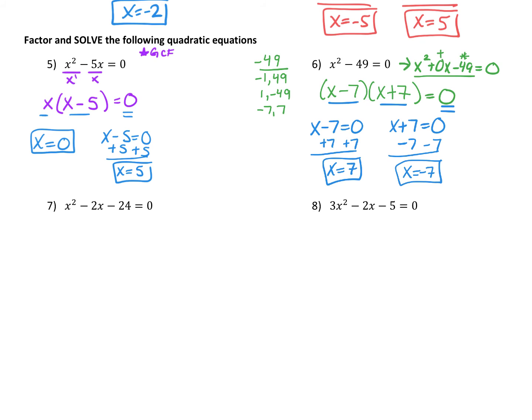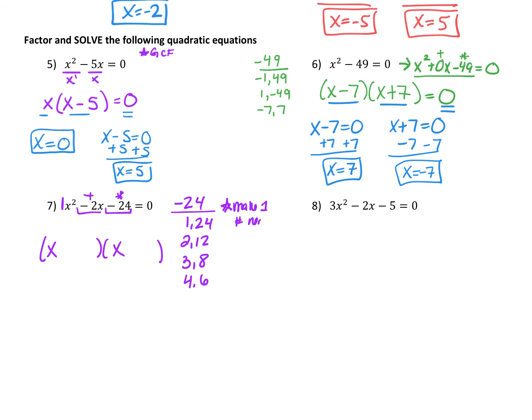All right, in number 7, I want to think about two numbers that multiply to negative 24 but add to negative 2. And I know this because my a value is 1, so I know that x squared is just going to be x times x. So things that multiply to negative 24. Well, 24 has a lot of factors, so I'm just going to write all the things that multiply to positive 24. And then remember, we want to make one number negative to make it a negative 24. So I'm going to think about which number I could make negative that would give me negative 2.